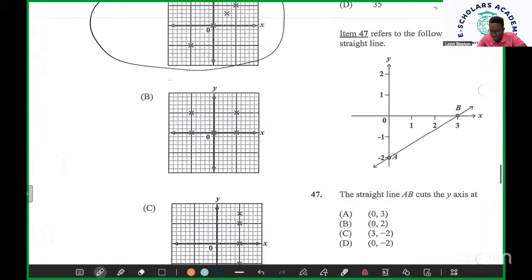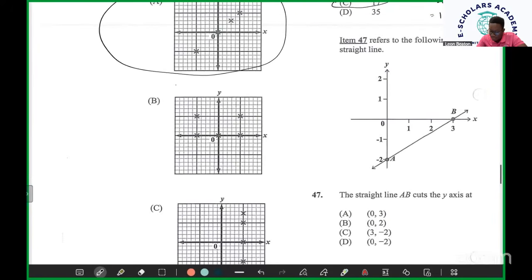Item 47 refers to the following graph of a straight line. The straight line AB cuts the y-axis at... So they want a point. It cuts the y-axis. This is the y-axis. It cuts the y-axis at this point, which is (0, -2), which is D. (0, -2) cuts the y-axis at 0 across, -2 down.